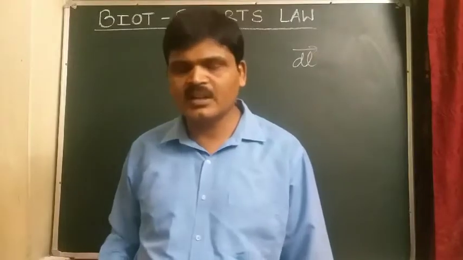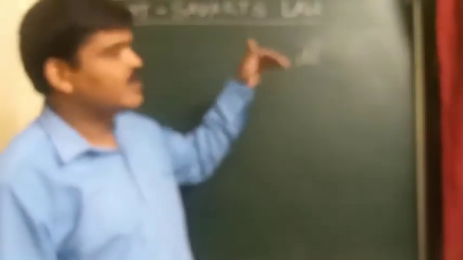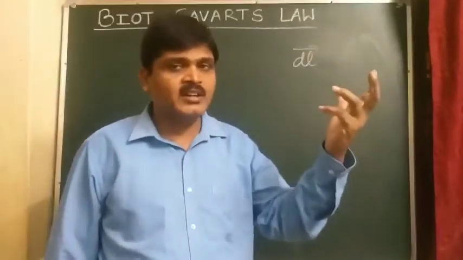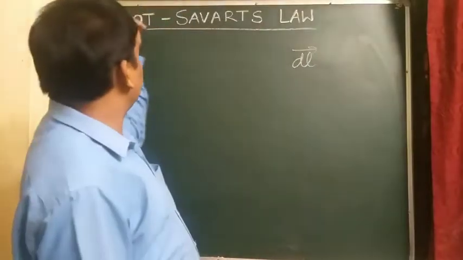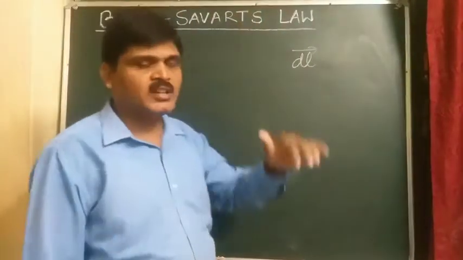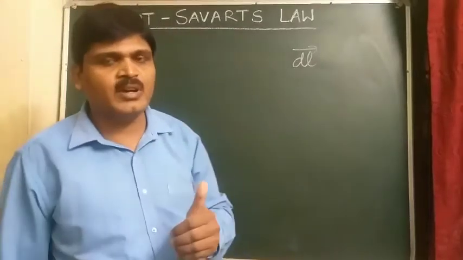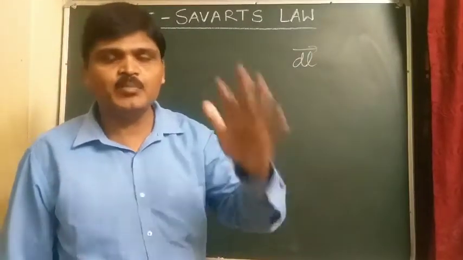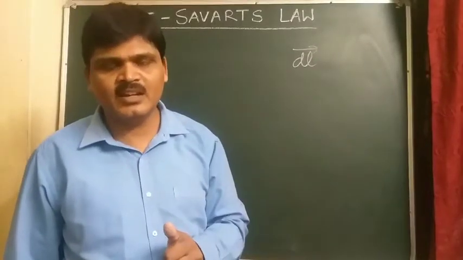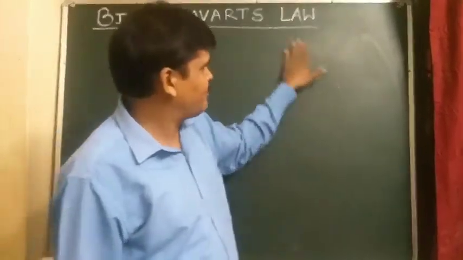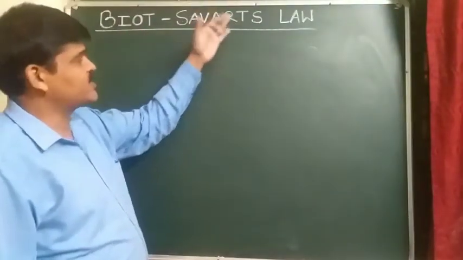in a conductor. So student, it means what? A current element contributes a magnetic field. So scientists Biot and Savart have given a law which is based on what? The magnetic field at any point due to this current element. So students, now I am going to explain what is Biot-Savart's law.